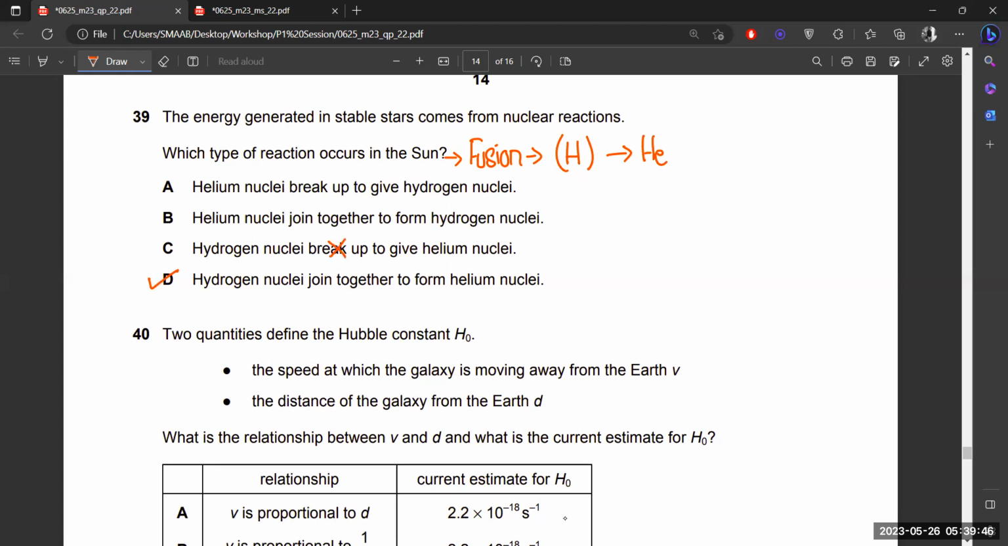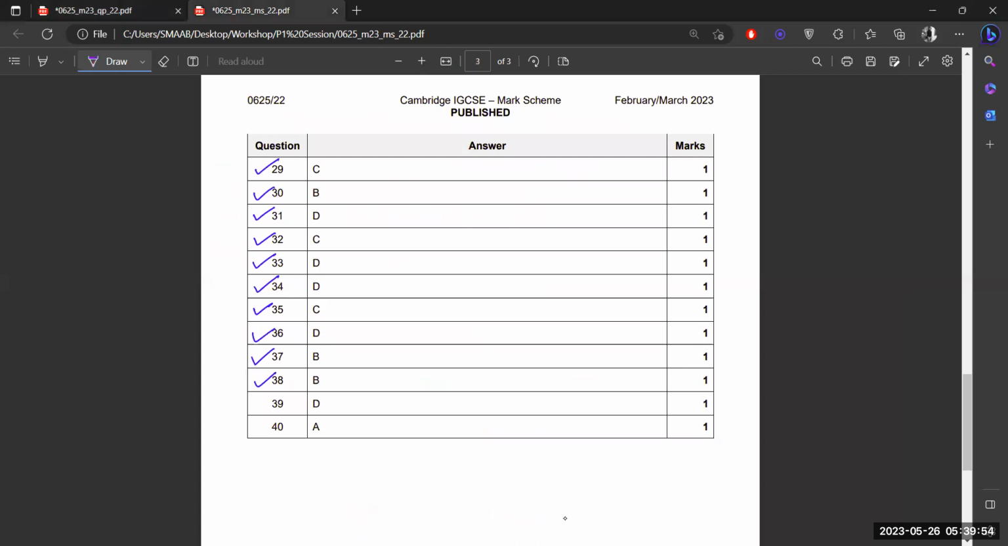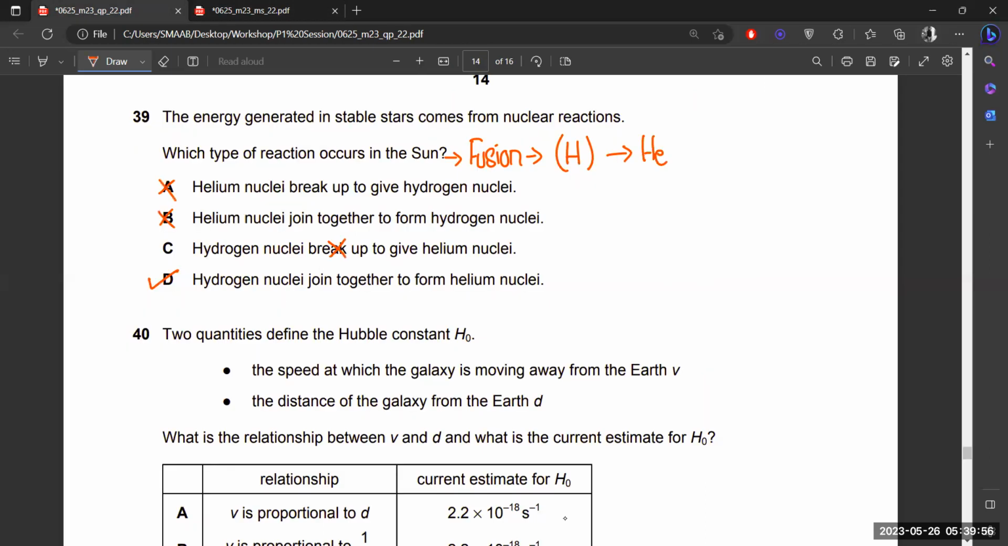Breakup is a fission reaction. And B is the reverse form. A is the reverse form. So D is the right choice.